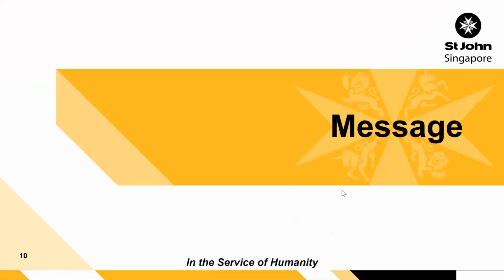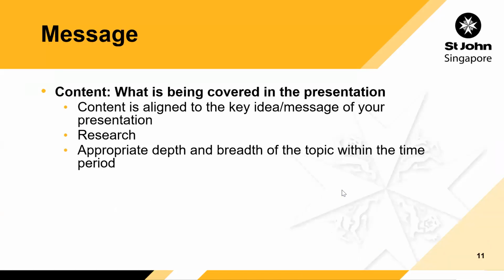Okay, we move on to message, the third key aspect. Message has 3 components to it. I'll be talking about content first, the first component. So what is being covered in the presentation? The content must be aligned to the key idea or message of your presentation. As I said earlier, if I'm presenting a topic about presentation, I cannot have a slide that has first aid skills. That is not related to my content, and therefore it should not be inside the presentation.